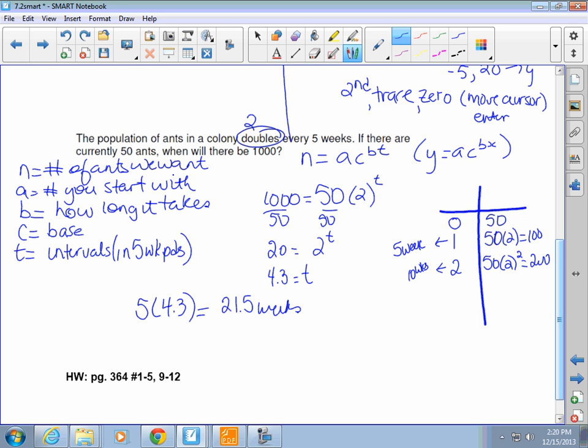The key thing to remember when you're doing these is, depending on the question, the answer that you're going to get is in how many intervals you have. So if this was every 2 weeks, then we would have had it as 8.6 weeks. If this was every 10 weeks, then it would have taken 43 weeks. So that's just a little note for you to remember.